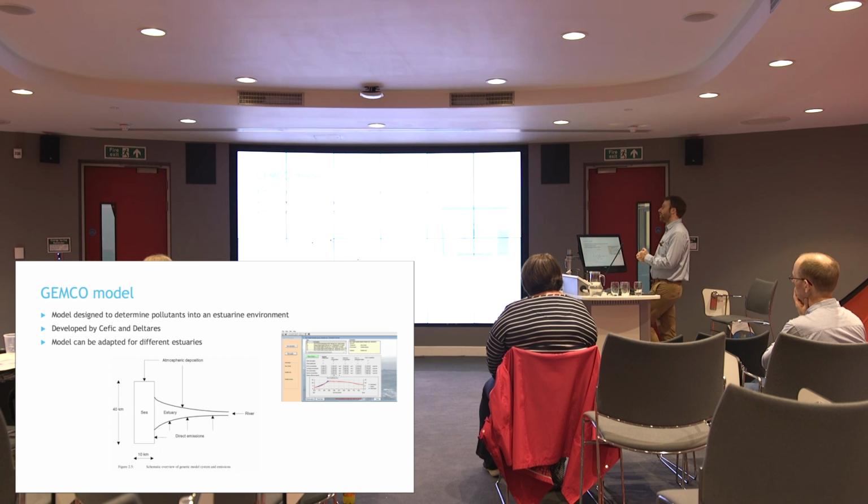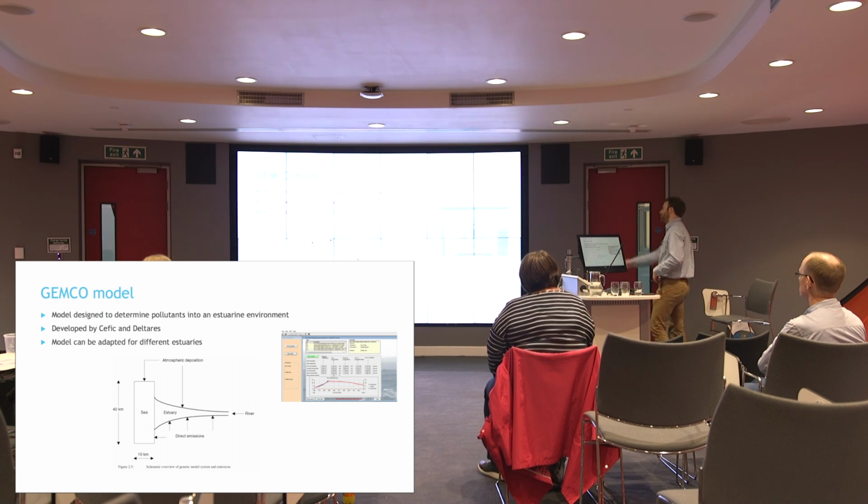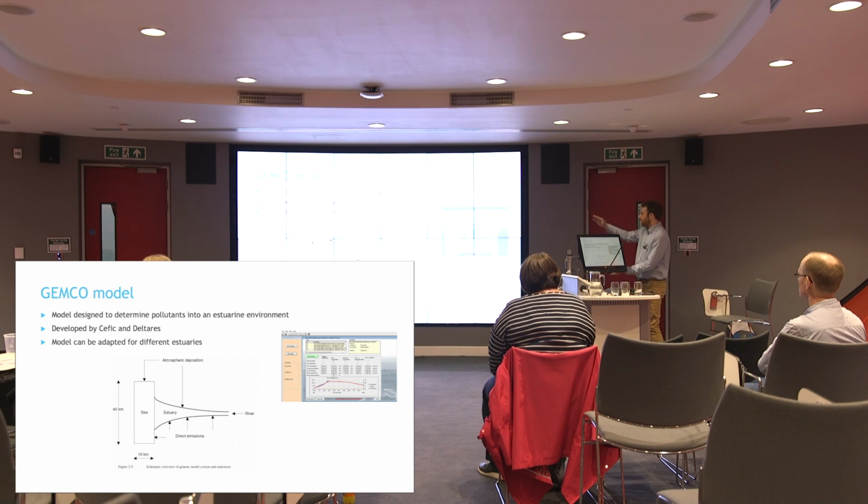This model is a model called GEMCO, and this model predicts pollutants into the estuarine environment, and this was developed by Seafic and Delta Areas also. And this model is another simple box model which can be adapted for each estuary that you want it to be adapted for. So yeah, the figure at the bottom shows the schematic plan, what the model looks like, what goes into the model.